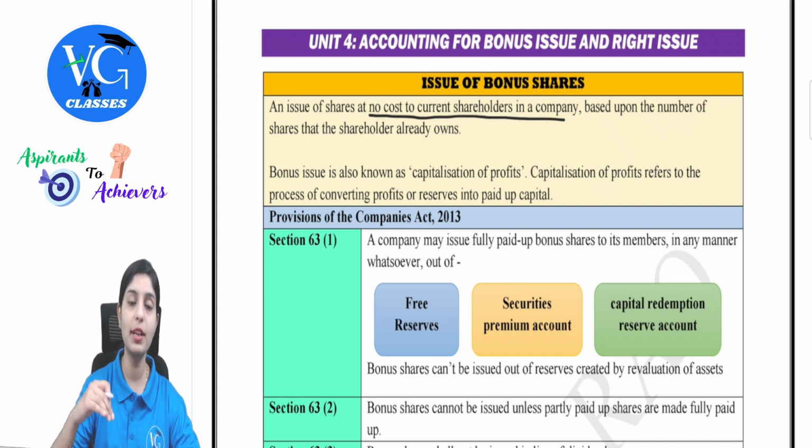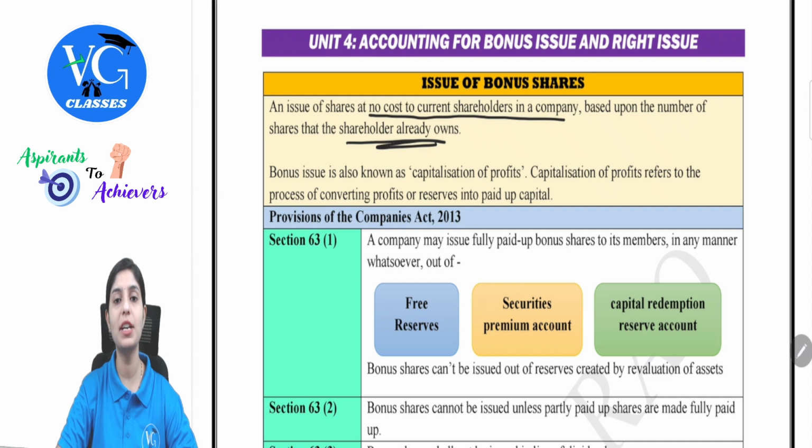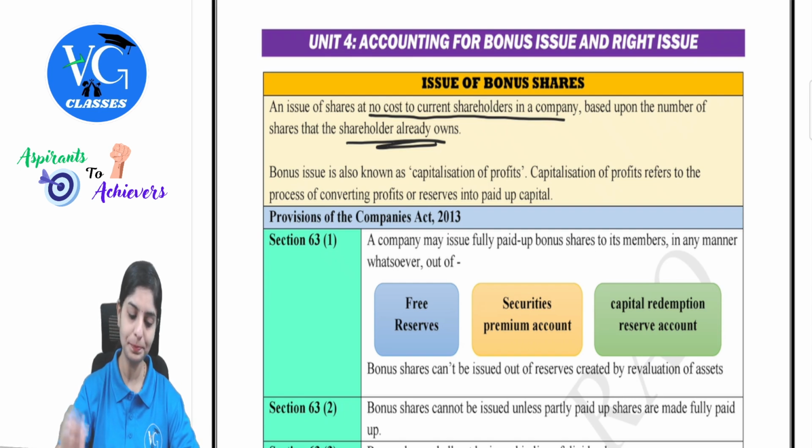This is based upon the number of shares that the shareholder already owns, because every company decides something called a bonus proportion or bonus ratio. That is allotted based on how many shares the shareholders are already holding. So that is how the bonus shares will be calculated.